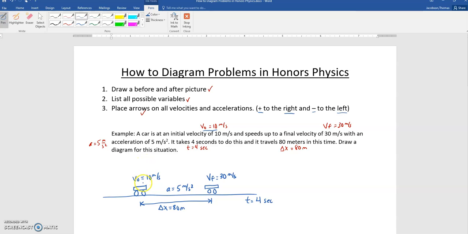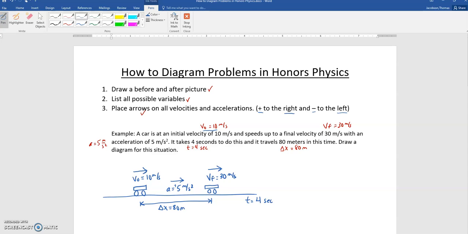So this object started here, and it was moving to the right at 10 meters per second. And here on the final picture, it is going to the right, so I draw an arrow to the right. And it has a positive acceleration, positive 5 meters per second squared. So this will also have an arrow, a direction, pointing to the right. And that is our drawing right there.